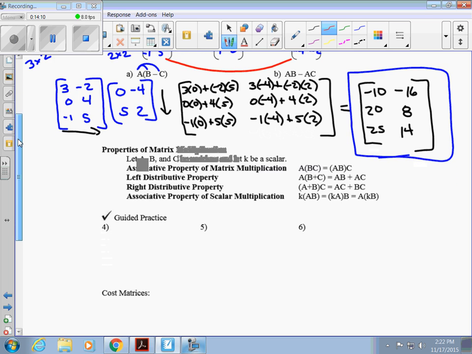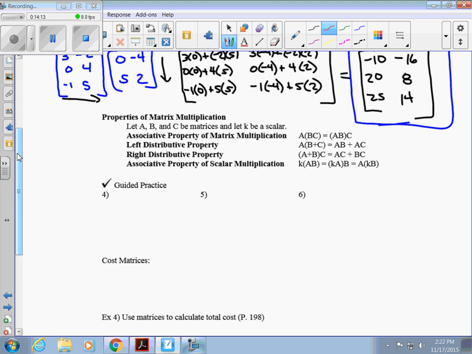So let's look at the properties of multiplication. It says let A, B, and C be matrices and let K be a scalar. The associative property of matrix multiplication, that one works. We can multiply those matrices, A times B times C or AB times C. It doesn't matter how we group them.